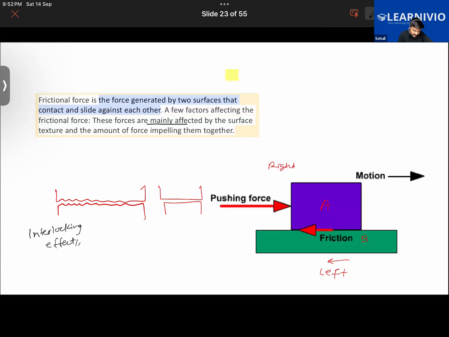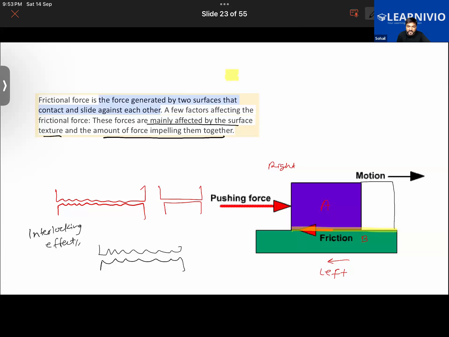These forces are mainly affected by the surface texture and the amount of force which is impelling them together. So say that if the surface has a very rough texture like this, then the friction will be more. Or if the surface area in contact is more, then more friction will be generated.